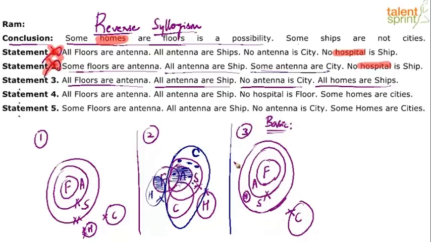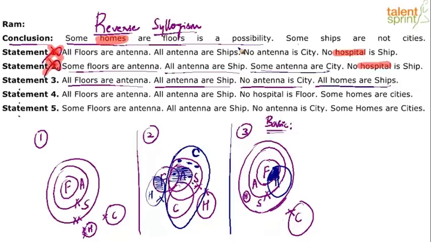Now check the conclusions quickly. Some homes are floors is a possibility. In the current basic diagram, homes and floors are not touching each other. But can we draw bigger homes? Yes, we can. All homes are ships can also be drawn in this way. If you draw it this way, then some homes are floors becomes possible. See the shaded region here.